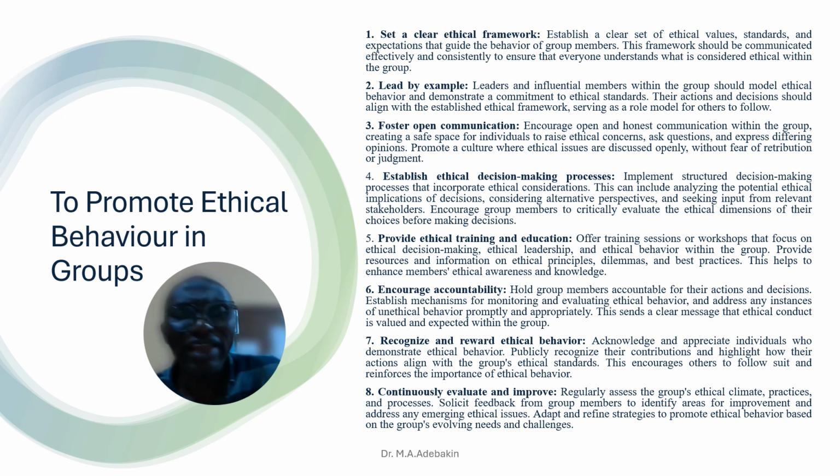Then how can we promote ethical behavior in groups? You remember I said earlier that every group has a norm, and the expectation is that everybody interacting in the group should conform with the norms. If you conform with the norms, you are said to be a conformist. Whereas if you go contrary to the norms of the group, you are labeled deviant. And of course, for every conforming behavior, there are rewards, and for every deviating behavior, there are punishments. So how can you now promote ethical behavior in groups?